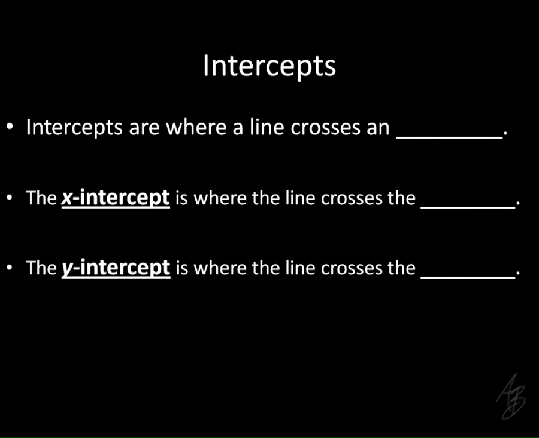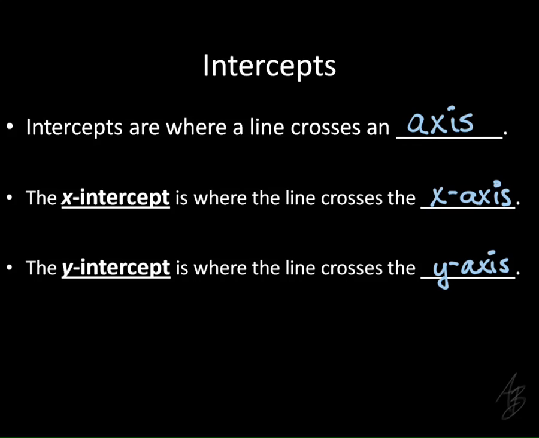So intercepts are where a line crosses what? An axis. All right, and there's two axes. So the x-intercept is where the line crosses the x-axis. And the y-intercept is where the line crosses the y-axis.